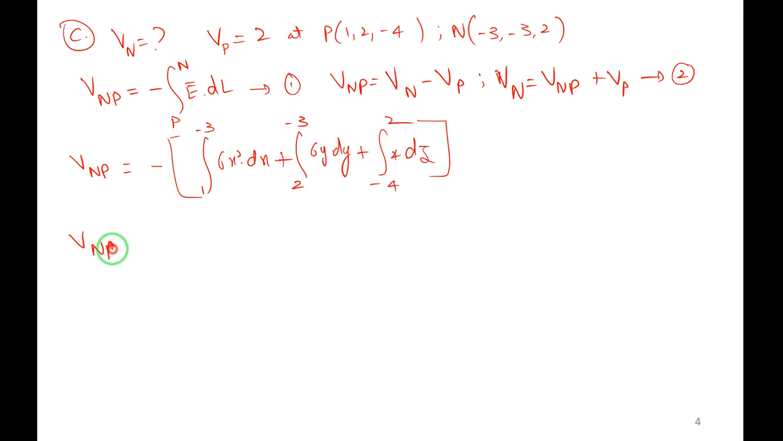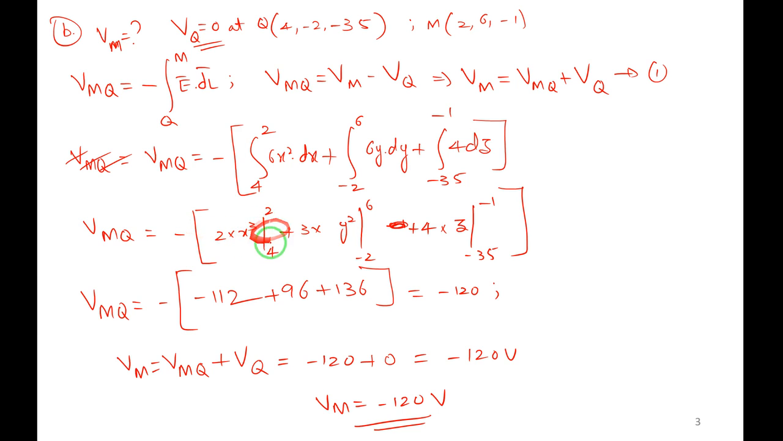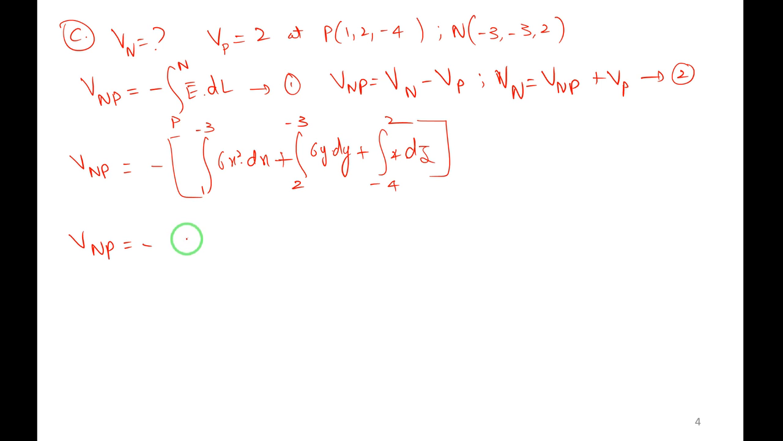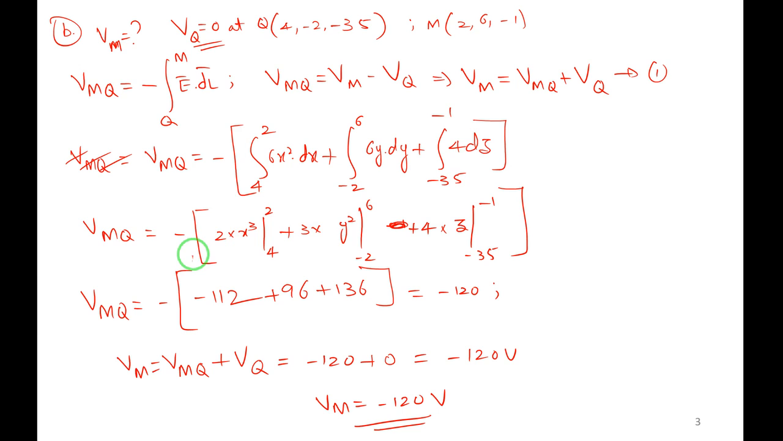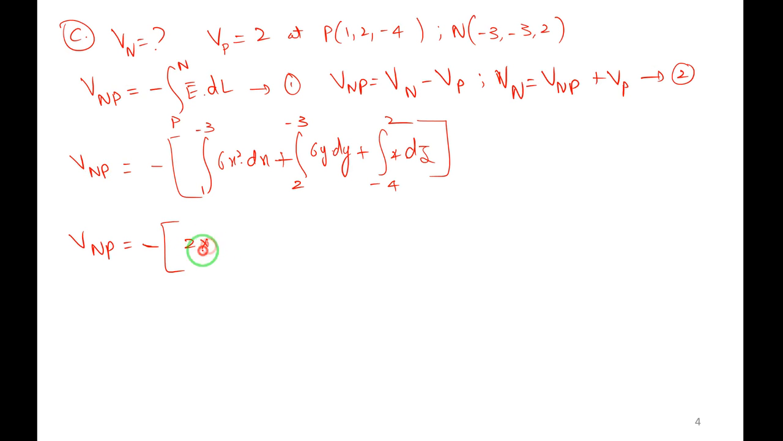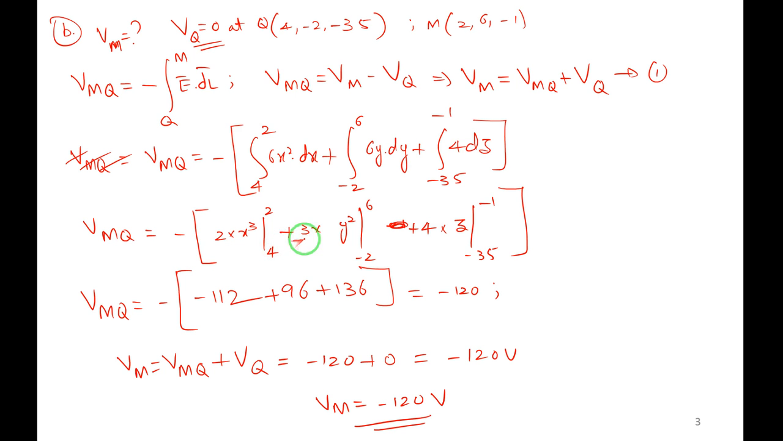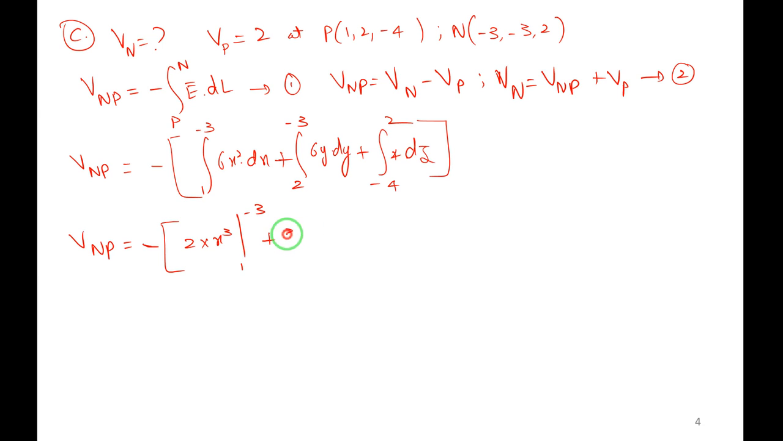Yes, Vnp is equal to minus, we will take up this only, 2 into, we will change the limits, that's all. Minus open bracket 2 into x cubed, the limits are changing here, 1 to minus 3, plus 3 into y squared, the limits are 2 to minus 3, plus 4 integration z, upper limit minus lower limit. Upper limit is 2 minus lower limit, minus 4 means minus of minus, it is plus.